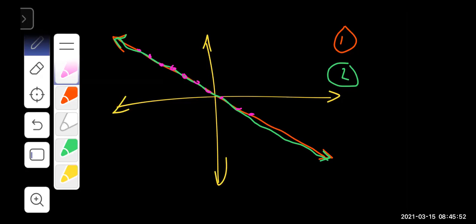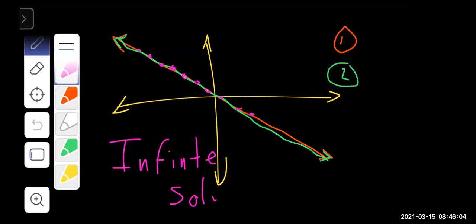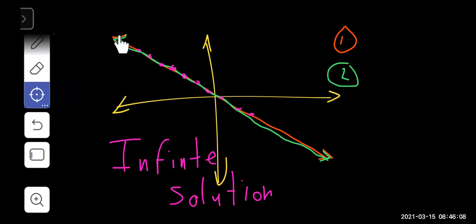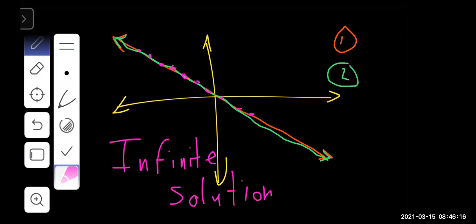You will never run out of points. So what are you going to say, guys? In this case, when you have the same function, you're going to say that there are infinite solutions, because they're the same graph. They're touching at every point along the way. So in this case, we have infinite solutions.